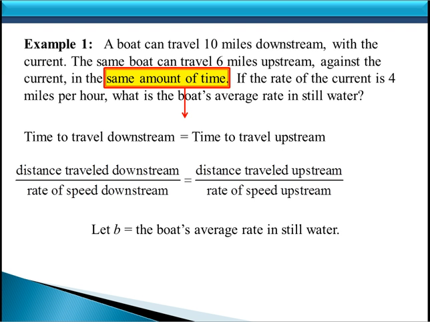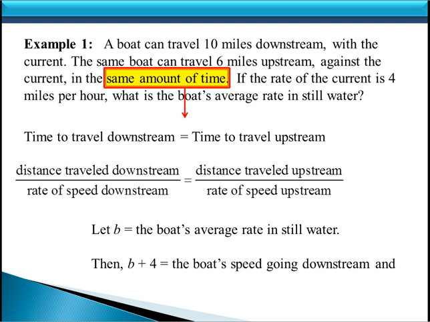Well, if you're going with the current, the current's going to be pushing you faster, right? So how much faster? Well, it depends on how fast the current's going. Since in this case the current is going 4 miles an hour, the boat's speed is going to be increased by 4 miles an hour when it's going downstream with the current. So the expression b plus 4 would represent the boat's speed going downstream.